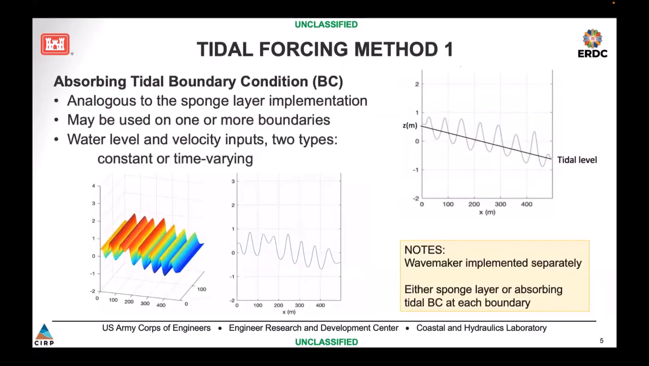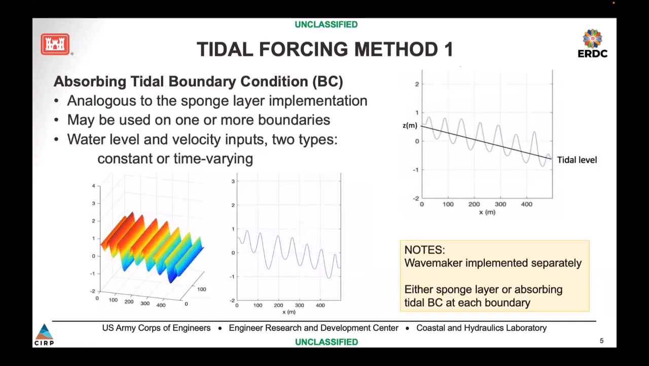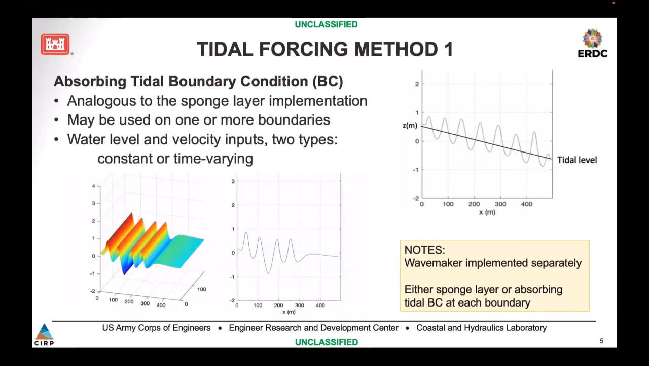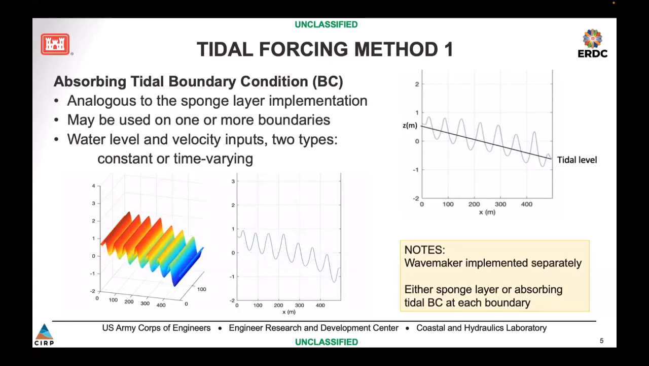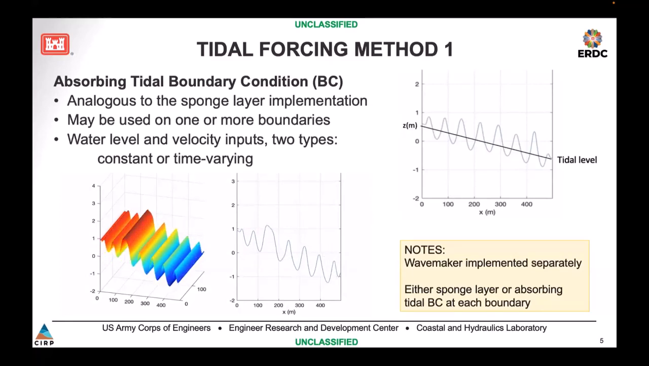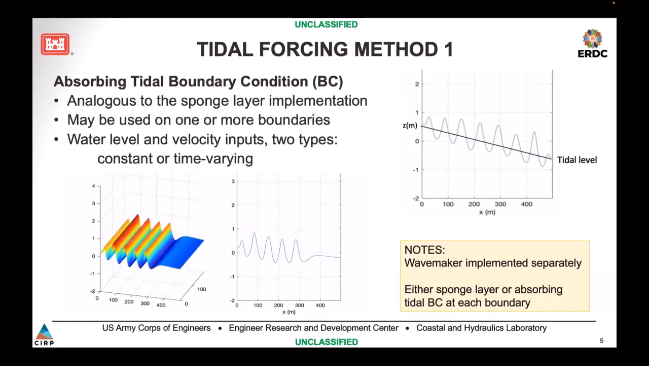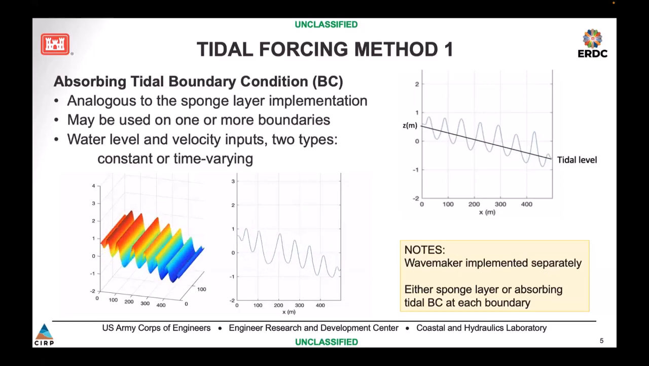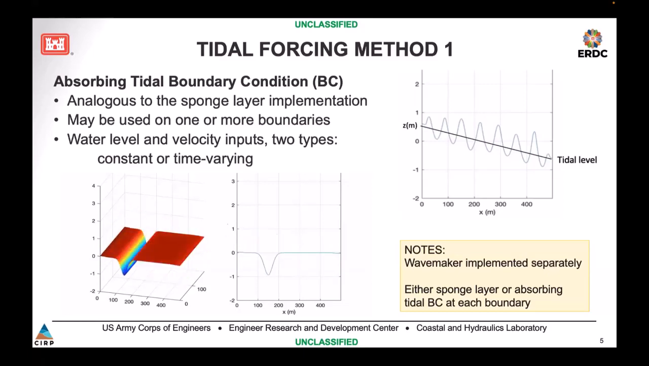So the idea behind the tidal module in Funwave is to use tidal or surge data as boundary condition inputs in Funwave. So currently in Funwave, there's two different methods. The first method is absorbing tidal boundary condition, which can be thought of as being analogous to the sponge layer implementation in Funwave. So in the sponge layer, we're dampening the water levels and velocities to zero. However, now with this tide module, it's a very similar methodology, but now we're just specifying non-zero or time-varying values.